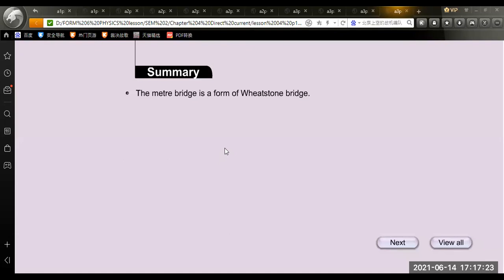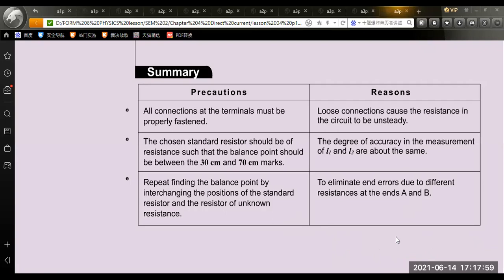As a summary, the meter bridge is a form of Wheatstone bridge. When the meter bridge is balanced, R over S, the resistance of R over the resistance of S, equals L1 over L2. That is the length of the wire on the left side over the length of the wire on the right side. And we have 3 precautions in the experiment.